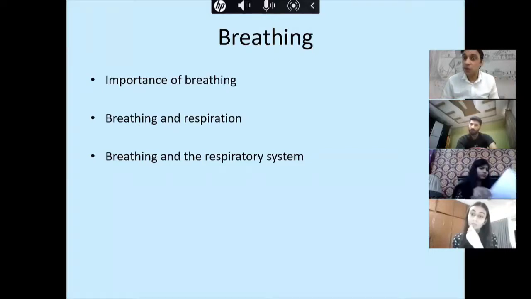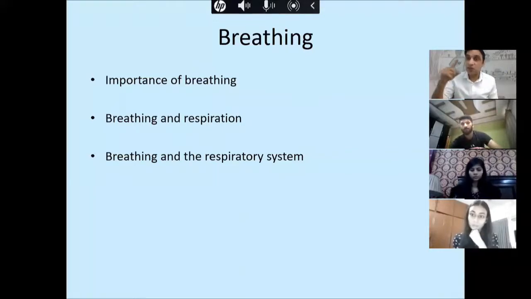That means it will not be able to transport important gases to every cell. The person will be dead in 4 or 5 minutes if he or she is not able to breathe again. So somebody is helping the lungs from outside.